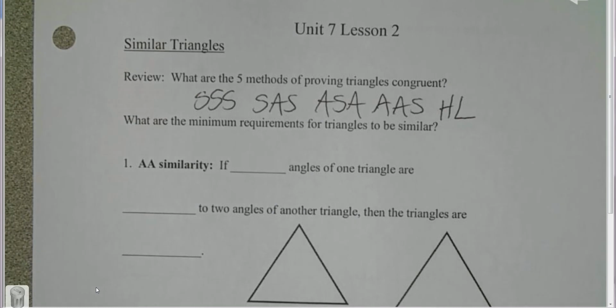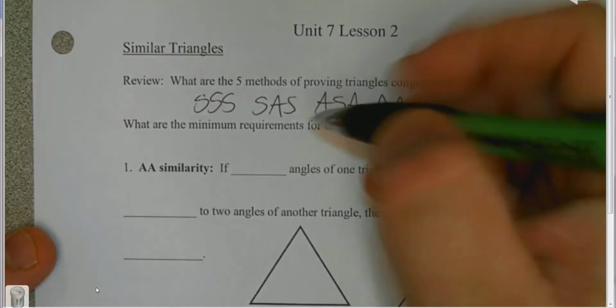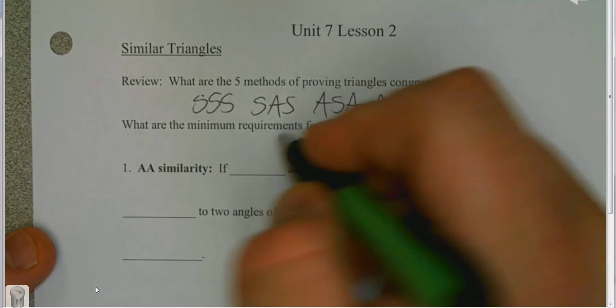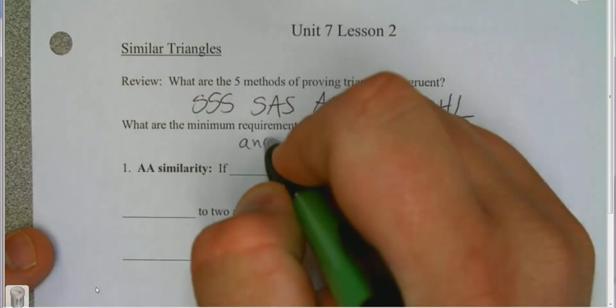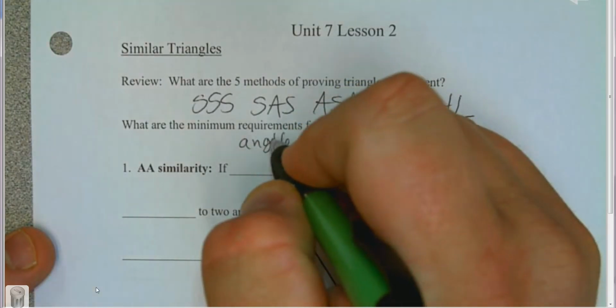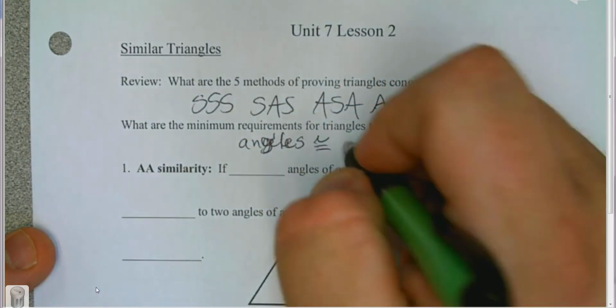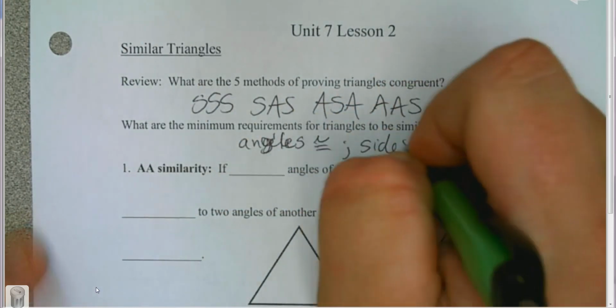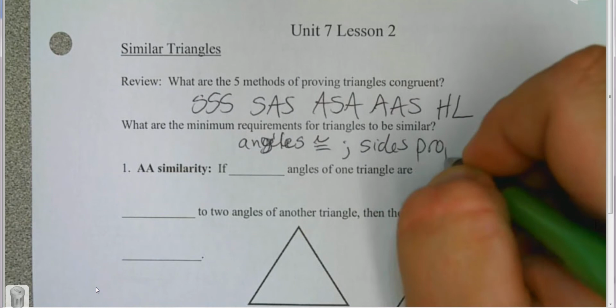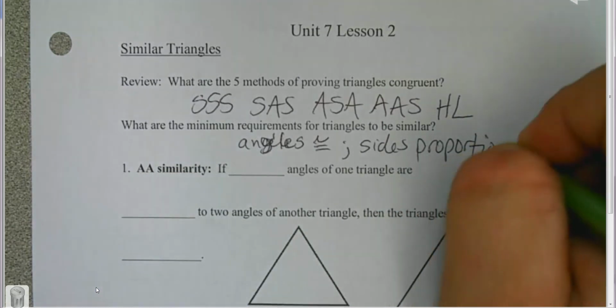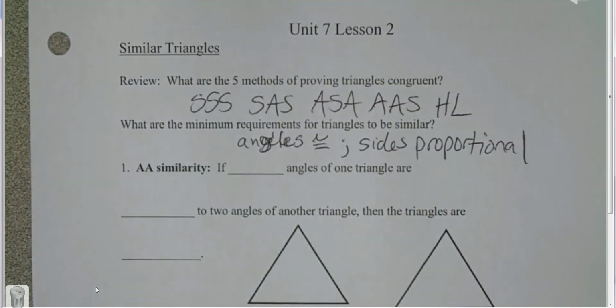Now, there are fewer for similarity. So what are the minimum requirements for triangles to be similar? We talked about this in Lesson 1. The angles must be congruent, and the sides have to be proportional. So, because that happens, there are only 3 ways to prove 2 triangles similar.